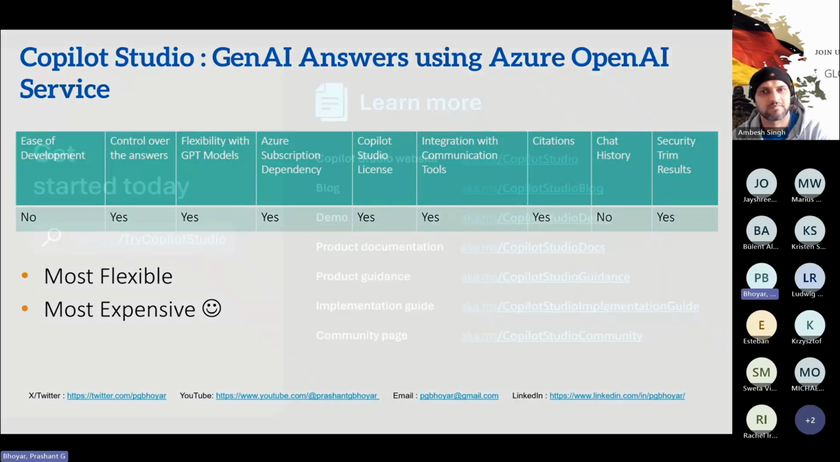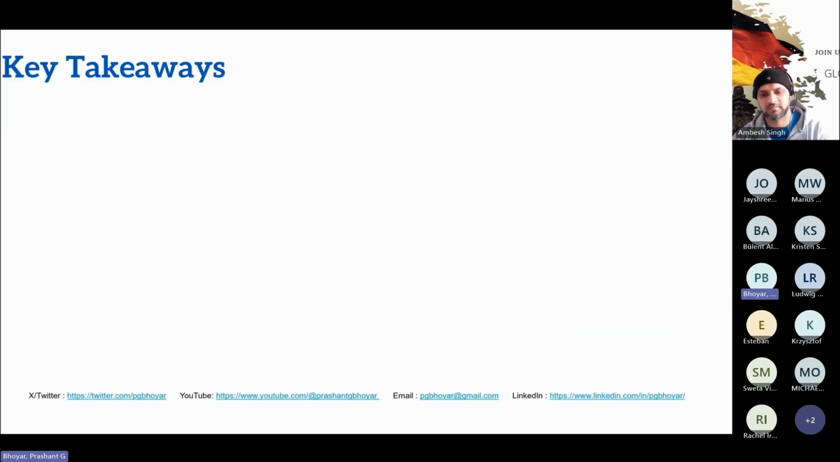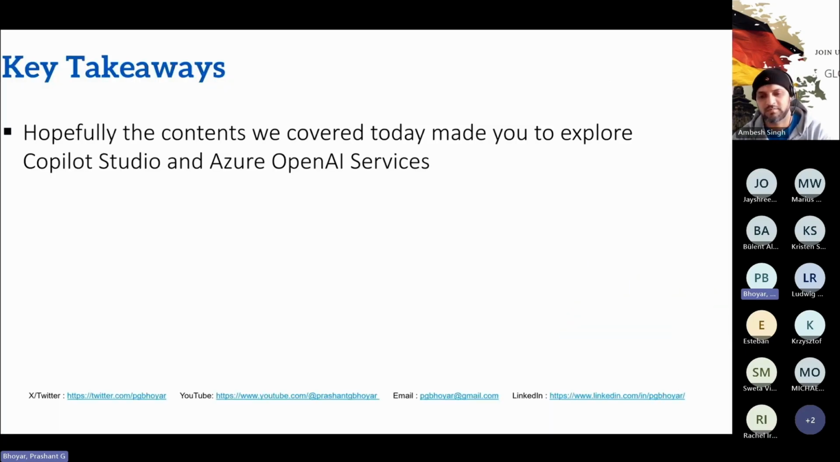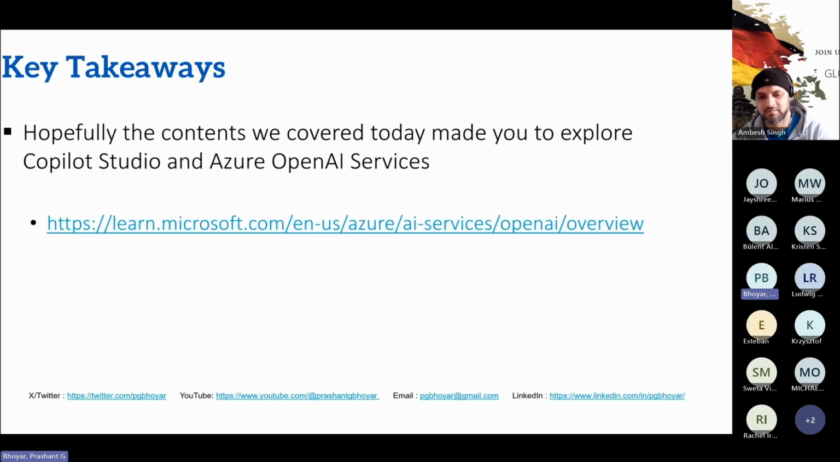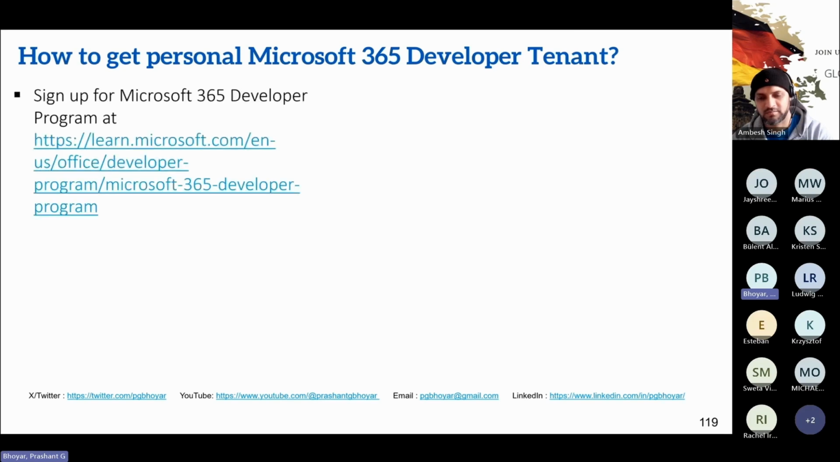So I hope you like the content we covered today. These are the reference links that you can follow to find more information about the Copilot Studio, and the various options available there. So hopefully the content we covered today made you explore the Copilot Studio and the Azure OpenAI service. And in case you would like to get your hands dirty, then you can sign up for the Microsoft 365 Developer Program. And via that, you can get access to Power Platform services like Power Apps, Power Automate, and Copilot Studio.